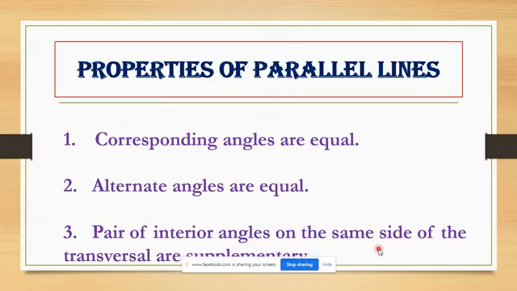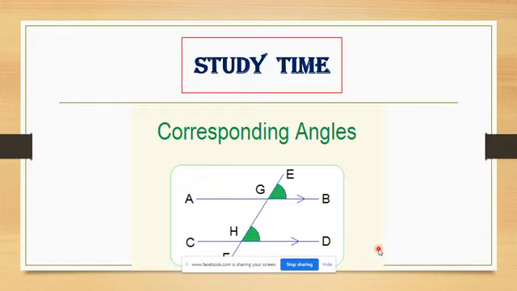I think it is very clear to all of you that there is formation of three different types of angles. One is corresponding angles, second is alternate angles, and third is pairs of interior angles. And we have seen their properties accordingly. Corresponding angles are always equal if the lines are parallel. Alternate angles are also congruent, and the pair of interior angles are supplementary.